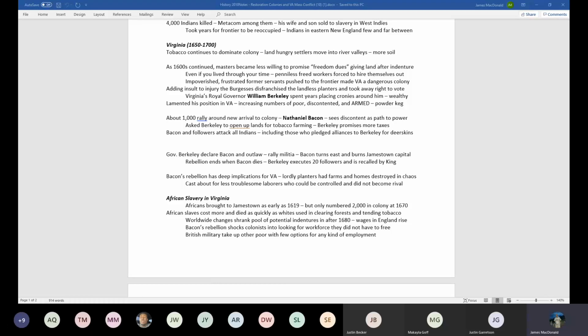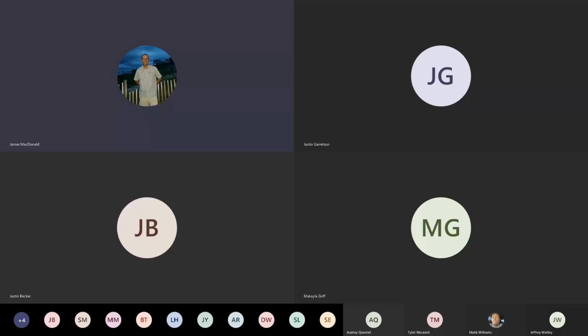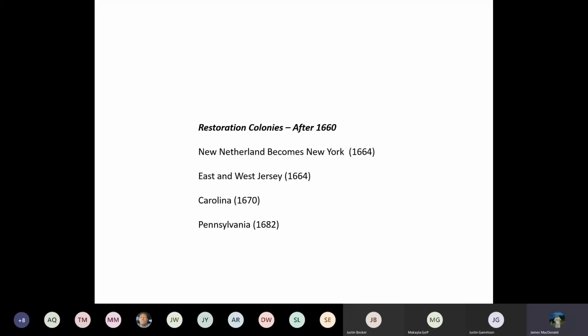Let's go back and we'll show you, let's see, a slide here. And this is good. Let's see if we can get this to come up. Looking at the organization of Virginia, how critical it was. Again, tobacco does everything. It literally is the way that the colony develops.